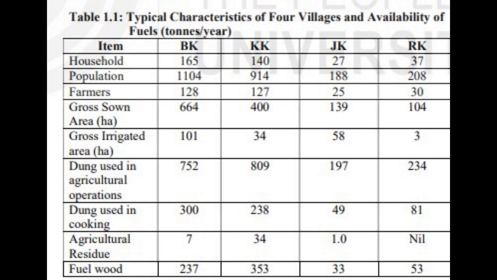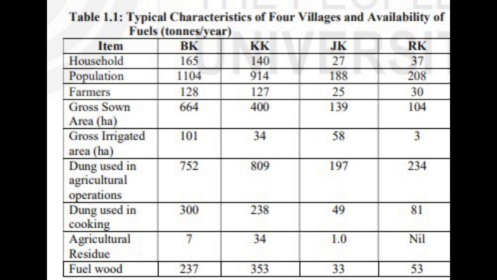The main characteristics of the selected 4 villages, viz. Brahman Kheda (BK), Kundi Kheda (KK), Jar Khedi (JK), and Rudra Kheda (RK), surveyed 100%, are given in Table 1.1. These villages, situated in the state of Madhya Pradesh, were surveyed by Ramchandra et al. to prepare an integrated rural energy plan. Table 1.1. Typical characteristics of 4 villages and availability of fuels, ton per year.